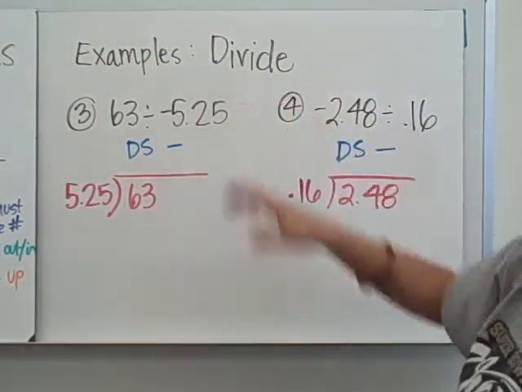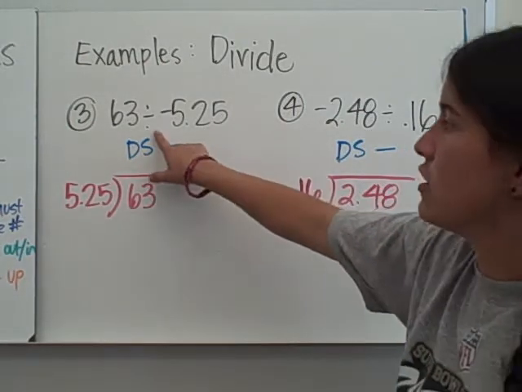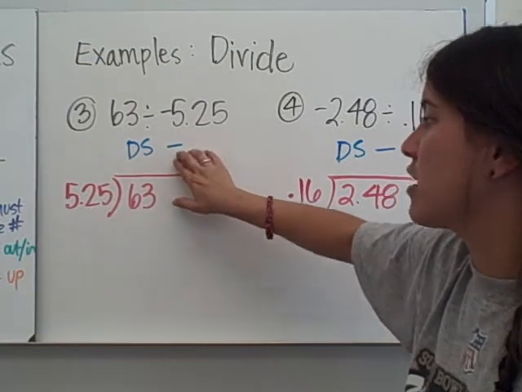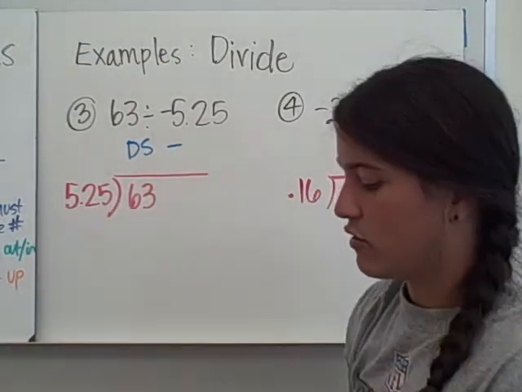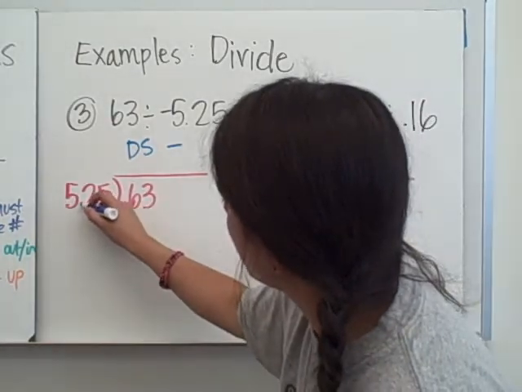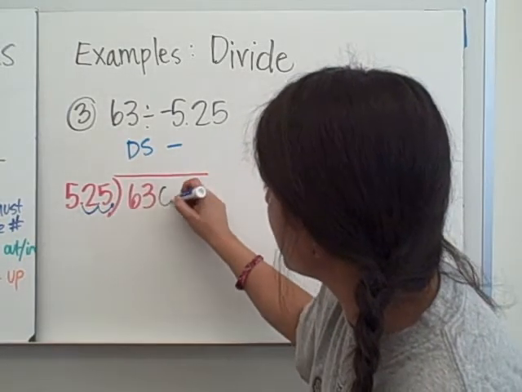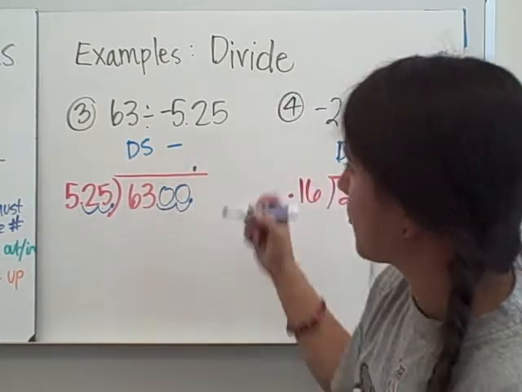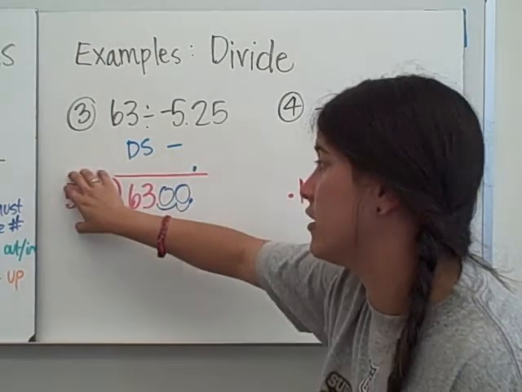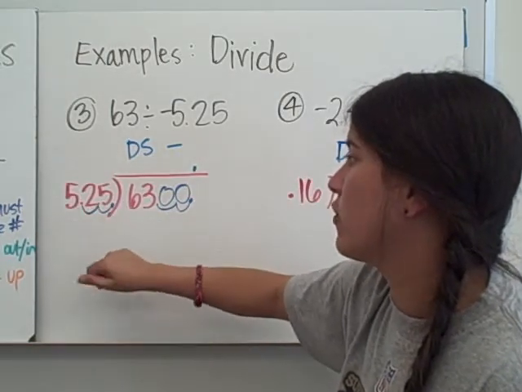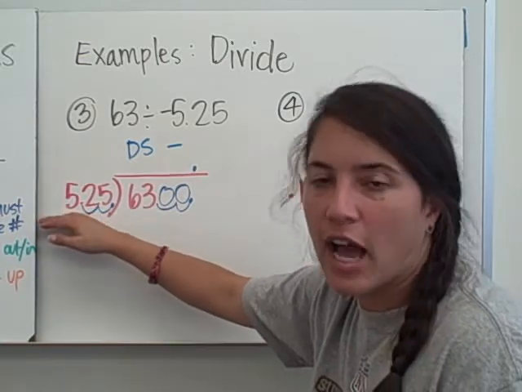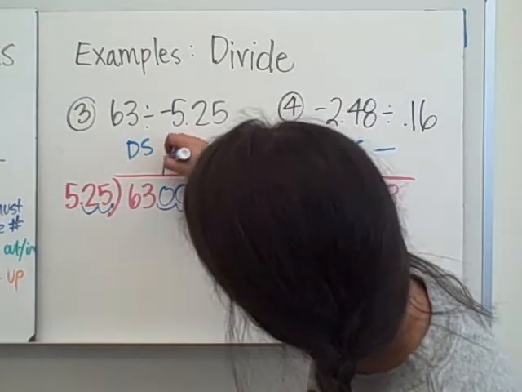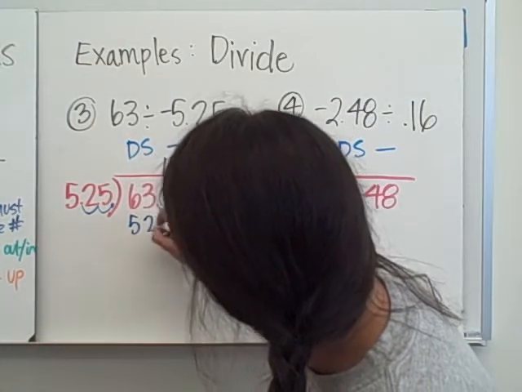All right, so we're going to divide. This is the problem that we started with in the front. 63 divided by negative 5.25. I know my answer is going to be negative, and I put my divisor on the outside. I have to move it over twice, so that means I move it over here twice, and then I bring it up. You have to have a whole number out here. Once you move the decimal over, we can begin to divide. I see that 525 goes into 630 one time. And that is 525.